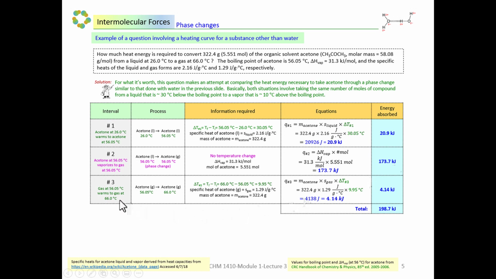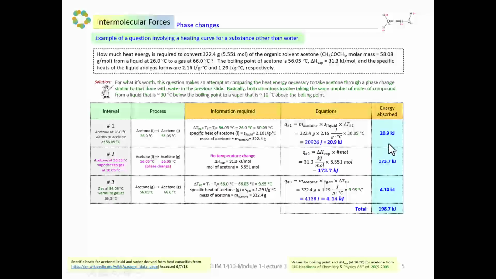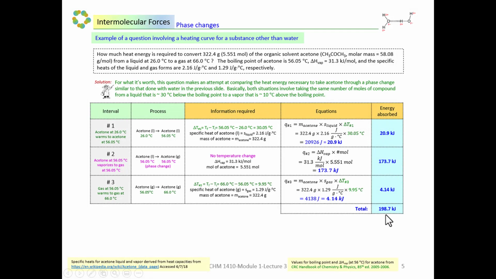In the last interval, we simply have acetone in the vapor phase being heated from 56.05 to 66 degrees, and we can calculate from the temperature change and the specific heat of acetone vapor the heat required to do this, and it's 4.14 kilojoules. We add up these numbers, we get 198.7.